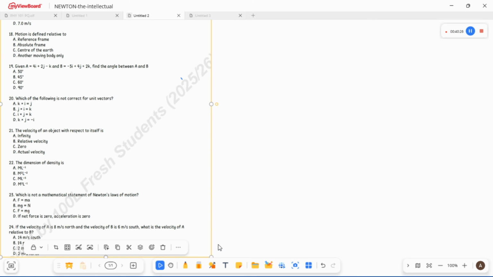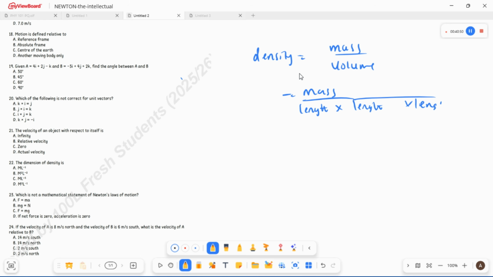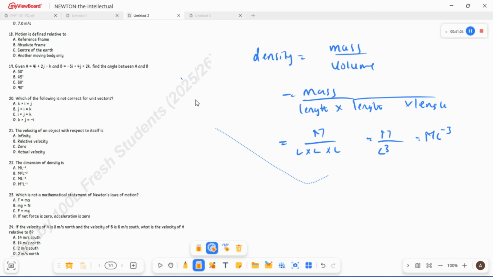All right. So now let's go to question 22. The dimension of density. All right. So first thing I told you, remember, you have to get the formula. Density is equal to mass over volume, right? And now mass is what? M. Now volume is length times length times length. So let's express this: mass over length times length times length, right? Remember, mass is M, and length is L. L times L times L. So we have M over L cubed, which is M L raised to minus 3. Very, very simple stuff.